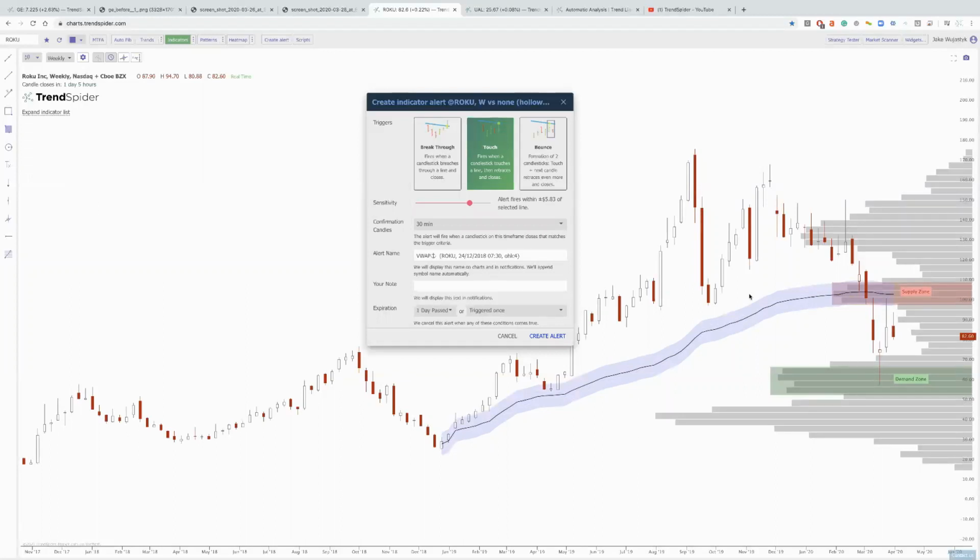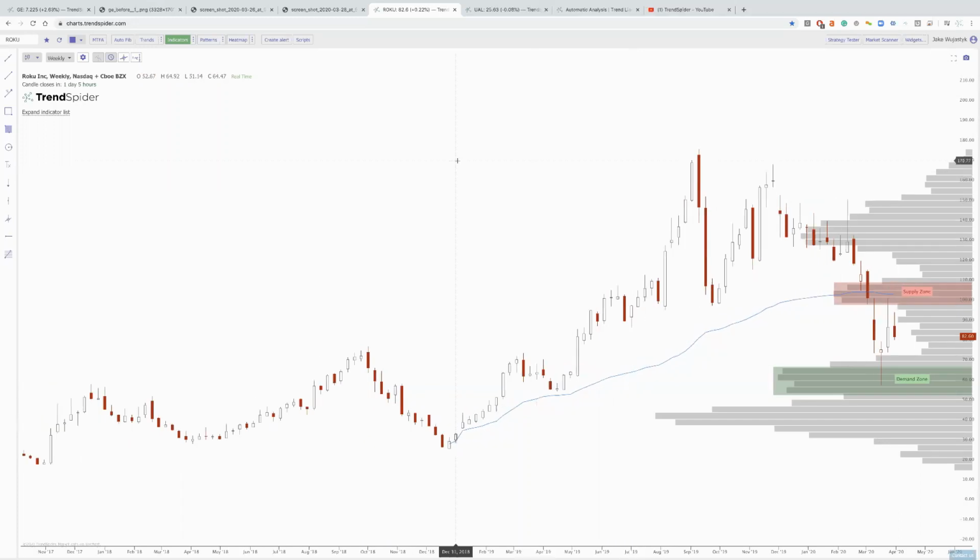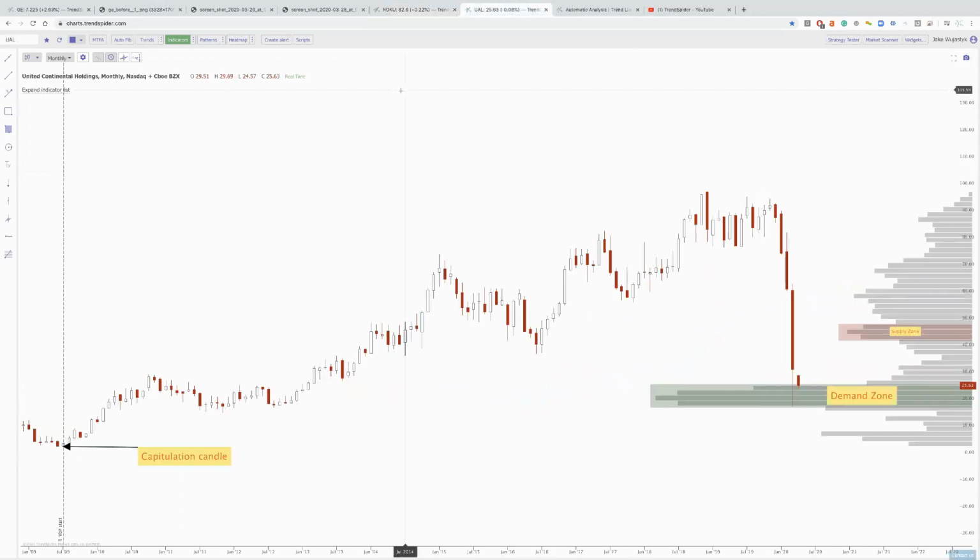The market is not precise, especially in a time like this when you're getting liquidations, you're getting all types of variables thrown into the picture. This is when you want to have some of that sensitivity. So this is an example on Roku. This is the weekly. This is probably my favorite example, on United Airlines.